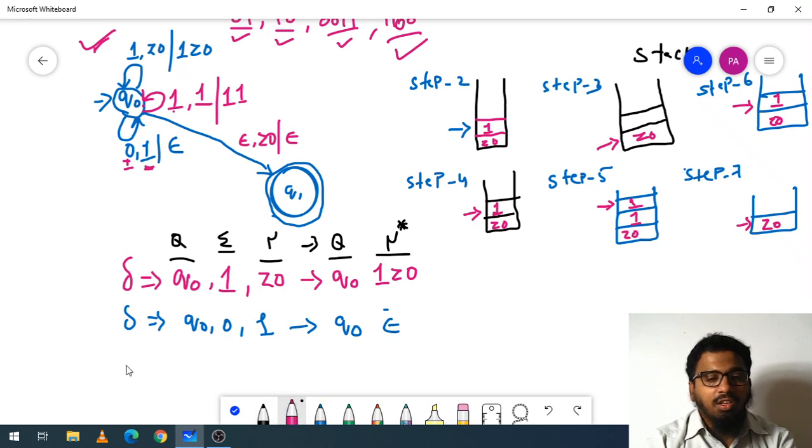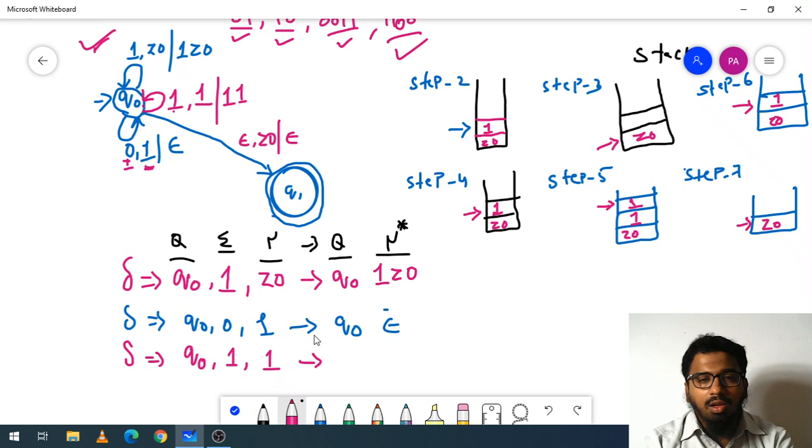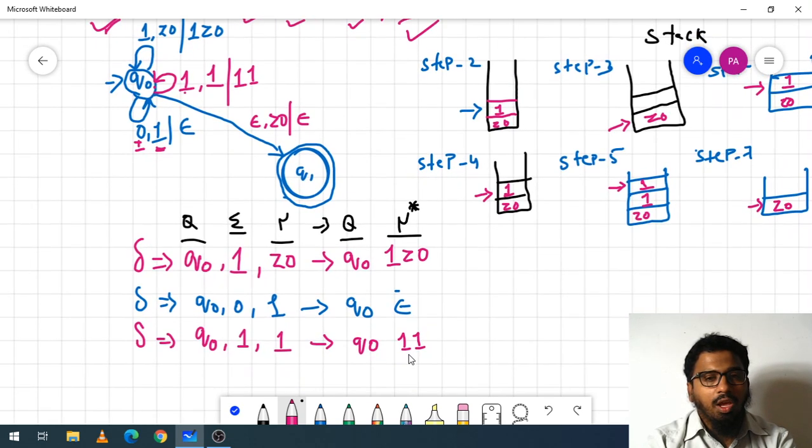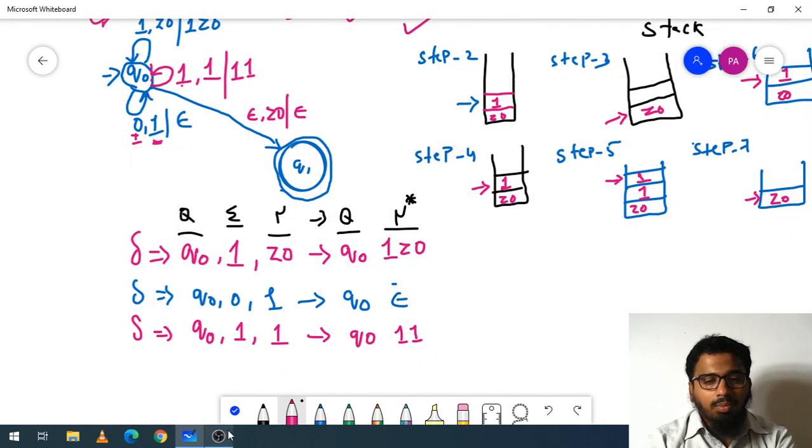The next one is delta. Next we are taking 1. So where does it go? From Q0 with 1 and 1, sigma and tau. Where does it go? It goes to Q0 only. And what answer are we getting? 1, 1. Okay, fine.